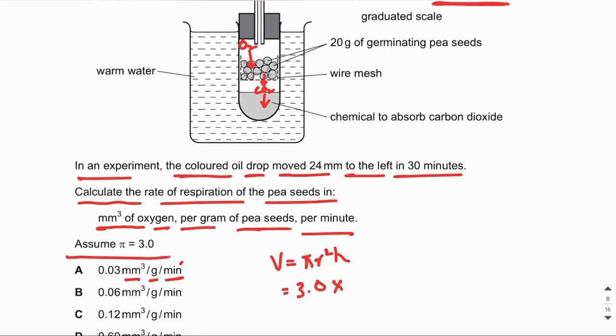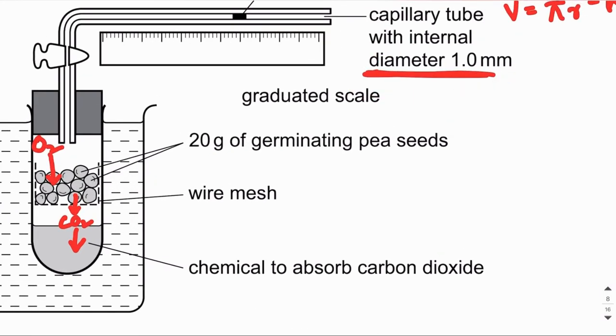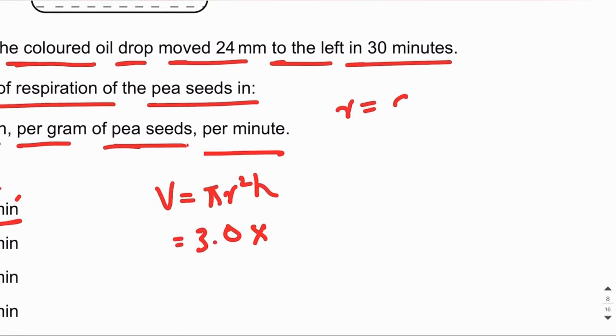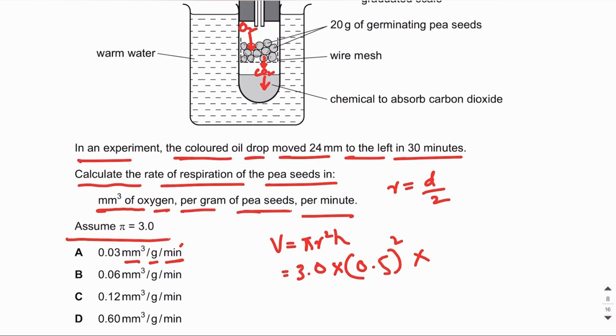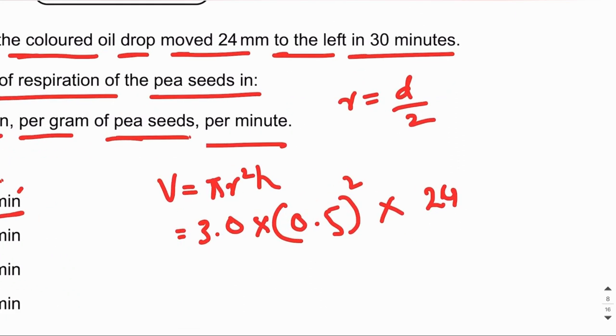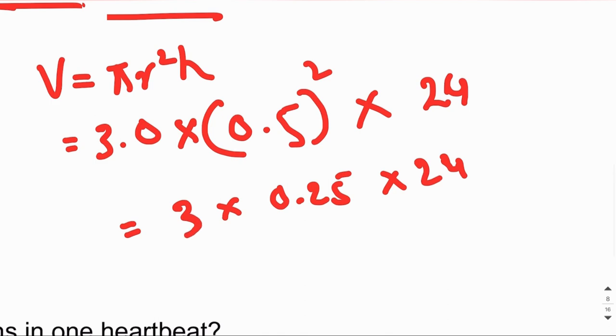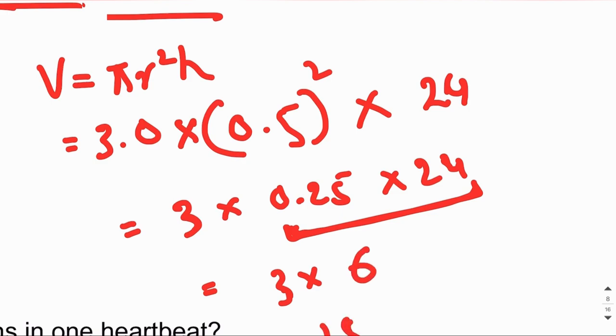What is the radius? Diameter is 1.0, so radius is 1 divided by 2. The radius is diameter divided by 2, as you all know. So radius will be 0.5, and 0.5 square. And what is the height? Height is the distance traveled by the colored oil drop, that is 24 millimeters. So what will be the answer? 3 into 0.25, as 0.5 square is 0.25, into 24. One fourth of 24, or 0.25 into 24, will be 6, right? And 6 into 3 is 18. So guys, the volume will be 18.